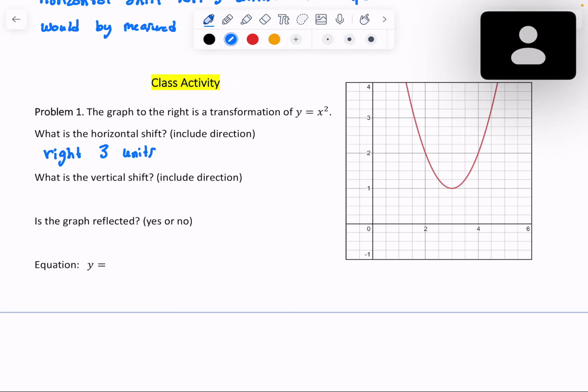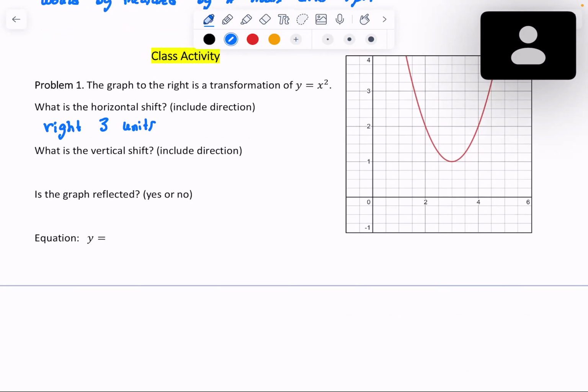What about the vertical shift? What is the vertical shift, up or down and how many units? Up 1 is correct. Yes, up 1 unit. Now, is this graph reflected or no? No, it's not. It's not flipped.